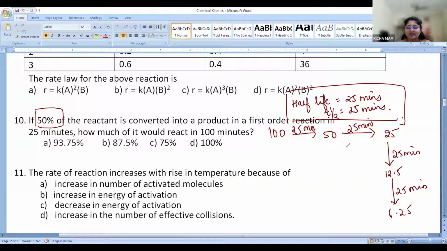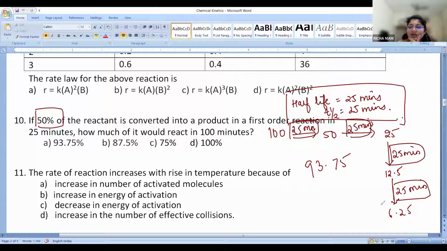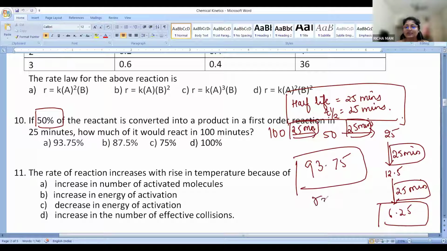So 100 minus 6.25 is 93.75. So for 100 minutes, 25, 25, 25, 25. After 100 minutes, how much it has reacted is 93.75. So 93.75% has reacted. So that is option number A.